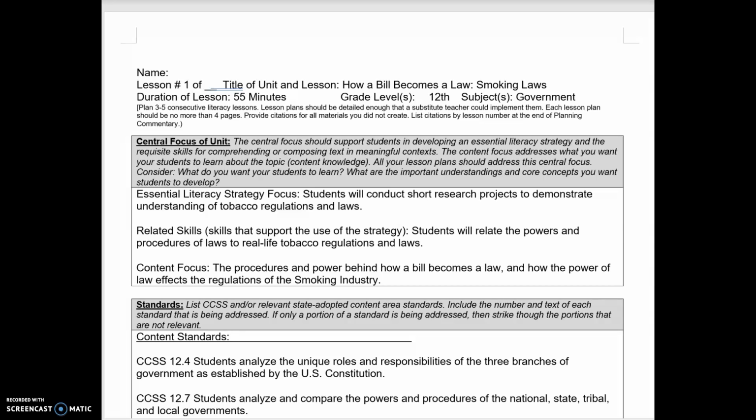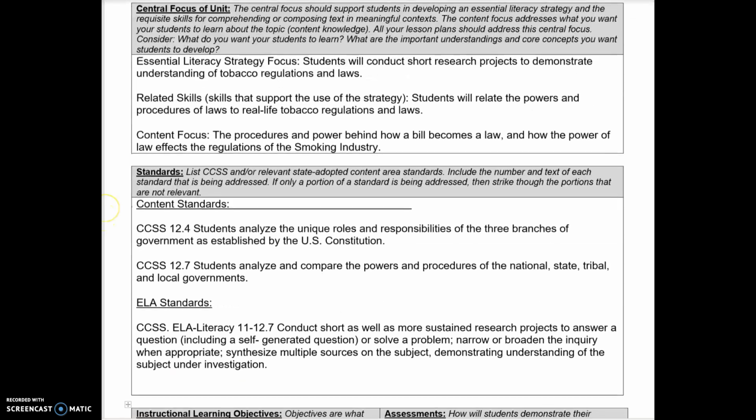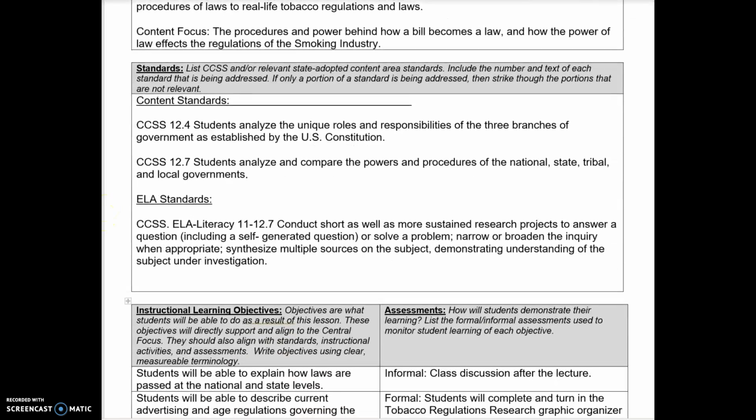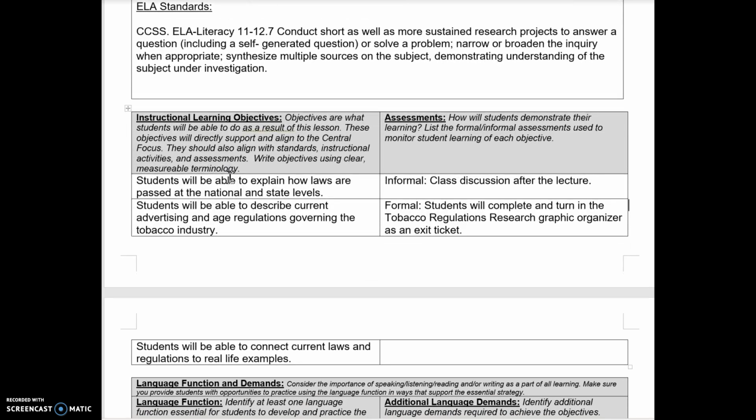Hey everyone, so today I will be going over our lesson plan for a 12th grade government class on how a bill becomes a law, and this will be in line with the Waiting to Inhale lesson plan on tobacco regulations and laws. I'm going to skip through the central focus of the unit and the standards since they're pretty self-explanatory, and move on to the instructional learning objectives.